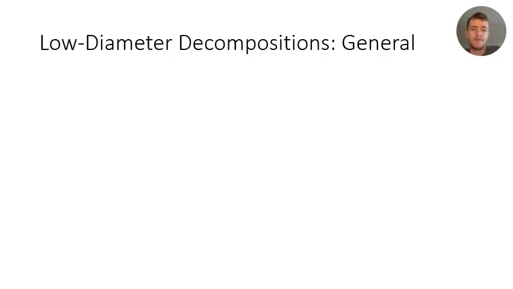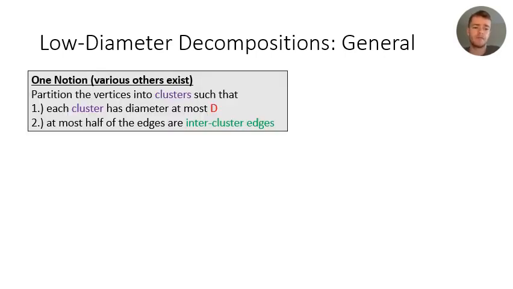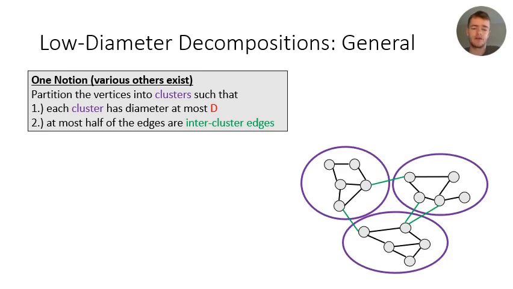Now let me start with low diameter decompositions. There are various different but very related notions of low diameter decompositions. Let me just give you one notion, but various others exist. One notion asks to partition the vertices into clusters, such that each cluster has diameter at most d, where d is some parameter, and at most half of the edges are in between clusters. Here you can find the partition given by the purple clusters, and drawn in green are the intercluster edges. And we want that at most half of the edges are green.